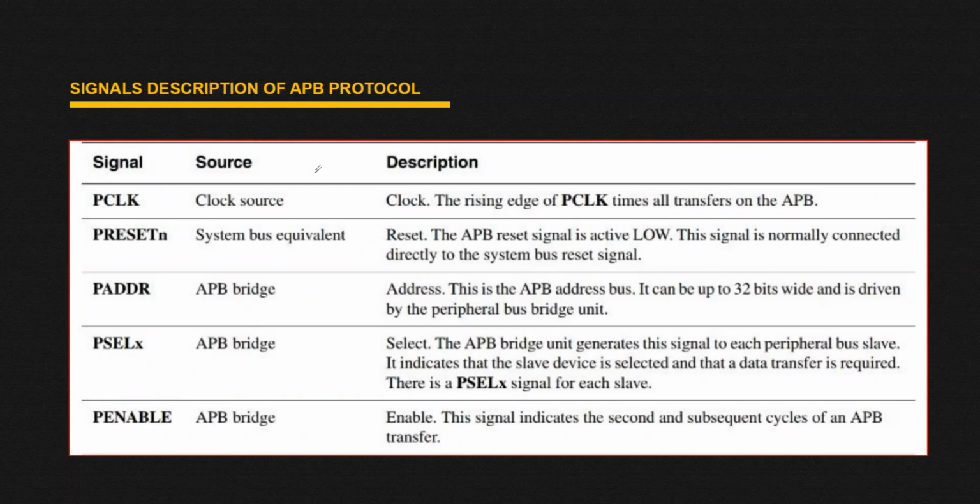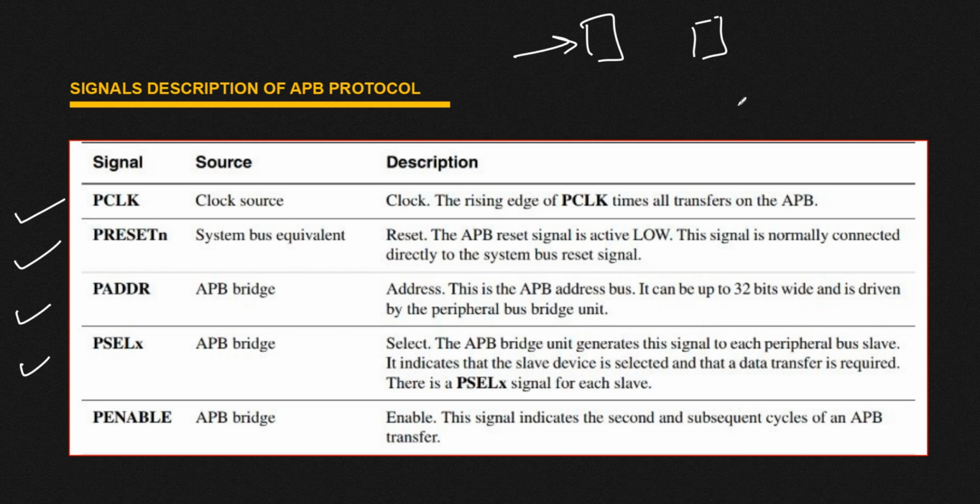Now these are the signals present in APB. First of all we have PCLK. Here the P indicates peripheral. PCLK is the clock that is synchronized with all of your signals. The rising edge of PCLK times all transfers on the APB. Now PRESET, which is an active low reset. Now PADDR: PADDR means in which slave we are going to transfer the data, or you can just remember it as the address to which we are going to transfer the data.